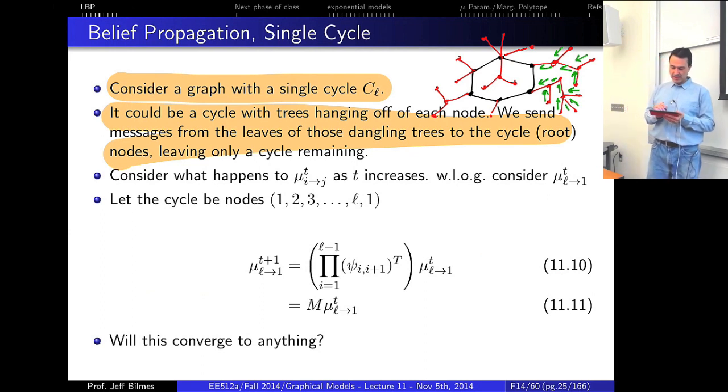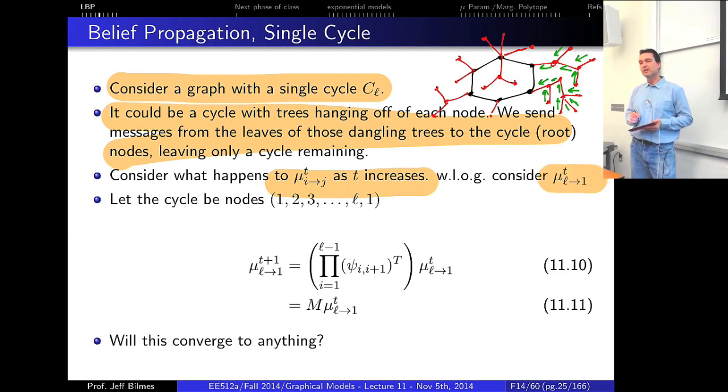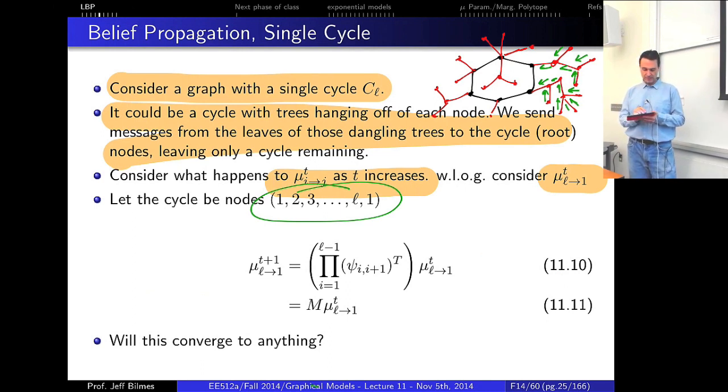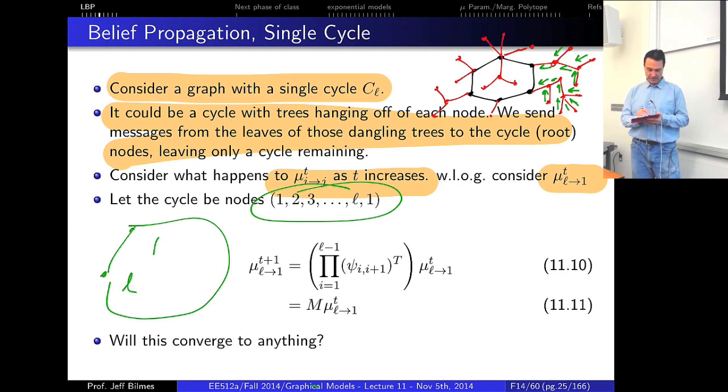And then we're going to consider what happens to this message as time increases. Without loss of generality, let's assume the cycle is of length L, and we're interested in the message from L back to 1. So here's the cycle. The nodes are 1, 2, 3, 4, up to L and then L back to 1. If this is the cycle around here, this is L, and this is 1, we're interested in this message there.